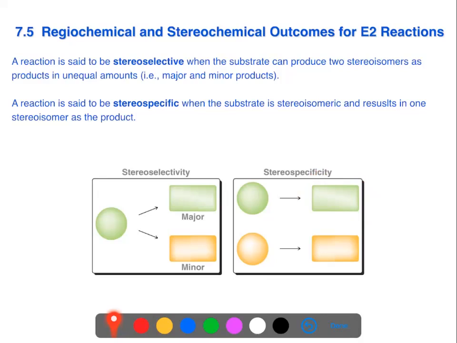We saw that there was an inversion of configuration in the SN2 reaction. So if we started with an R configuration, we most likely will end up with an S configuration, whereas if we started with S, we'd end up with R. That is different than a stereoselective reaction, which would produce two different stereoisomers. We don't observe that type of stereoselectivity for the SN2 reaction.